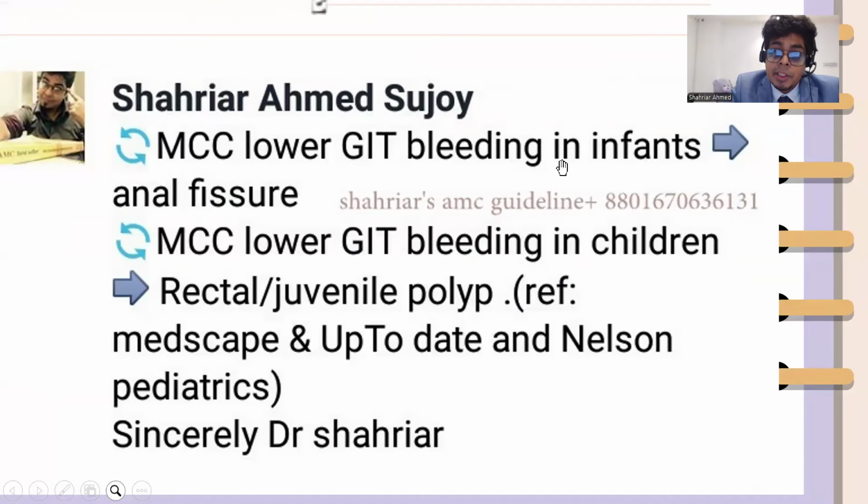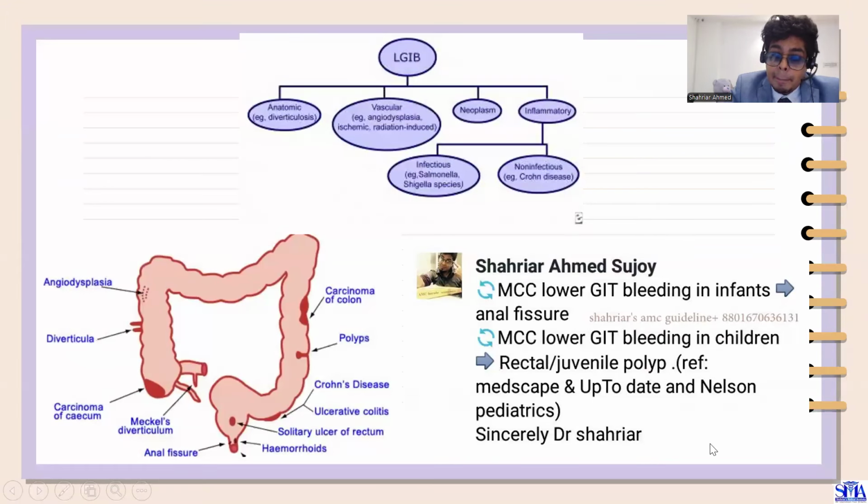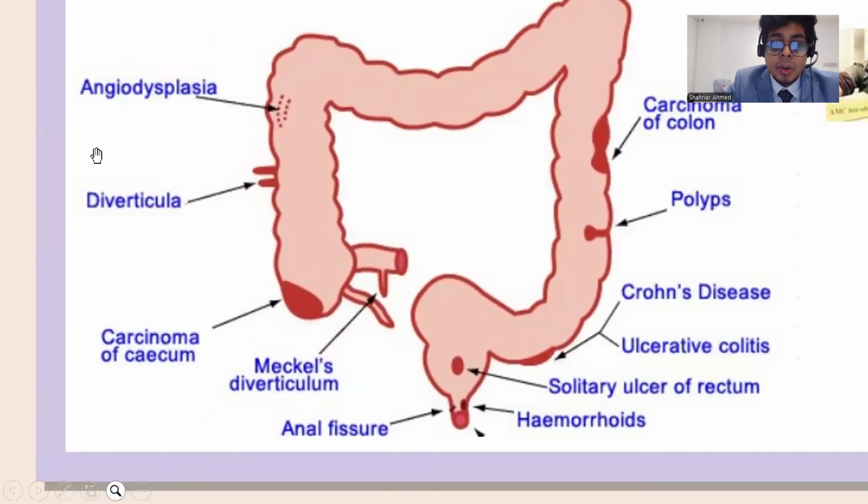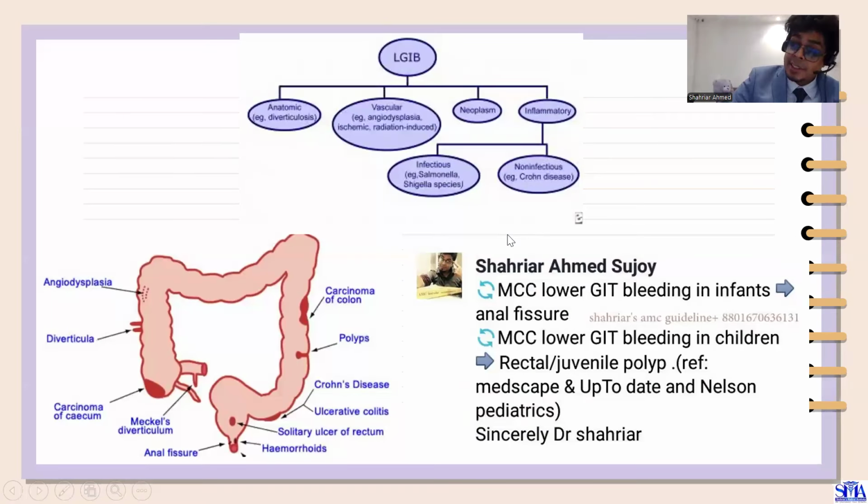The most common cause of lower GIT bleeding in infants is anal fissure. Interesting. In children it can be polyp. This is some extra information. The most common cause of lower GIT bleeding in adults is diverticulosis. Second most common, angiodysplasia. Then comes hemorrhoids, fissure, and all these. These are generally all the causes of lower GIT bleeding, which we have discussed. You need colonoscopy eventually for these particular things as a test.